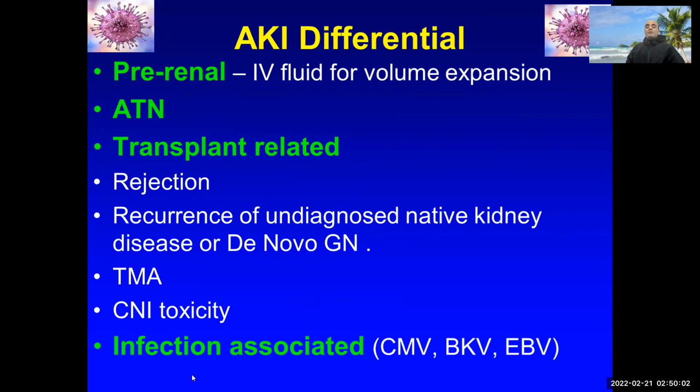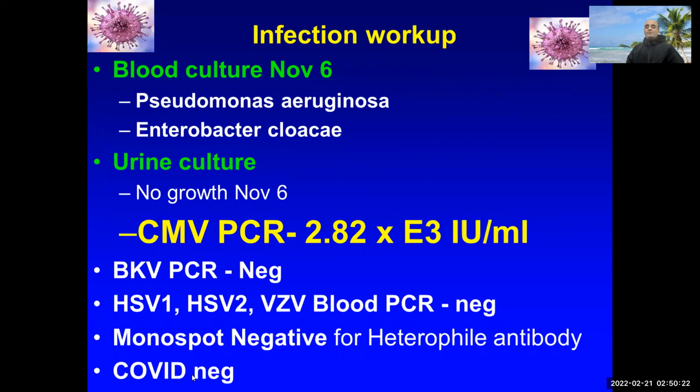More infectious, and don't forget the infections: CMV, BK virus, EBV, Epstein-Barr virus. What are the three main infectious topics in your mind? CMV viremia, CMV nephropathy, and BK nephropathy, and EBV nephropathy also, all in your differential diagnosis.